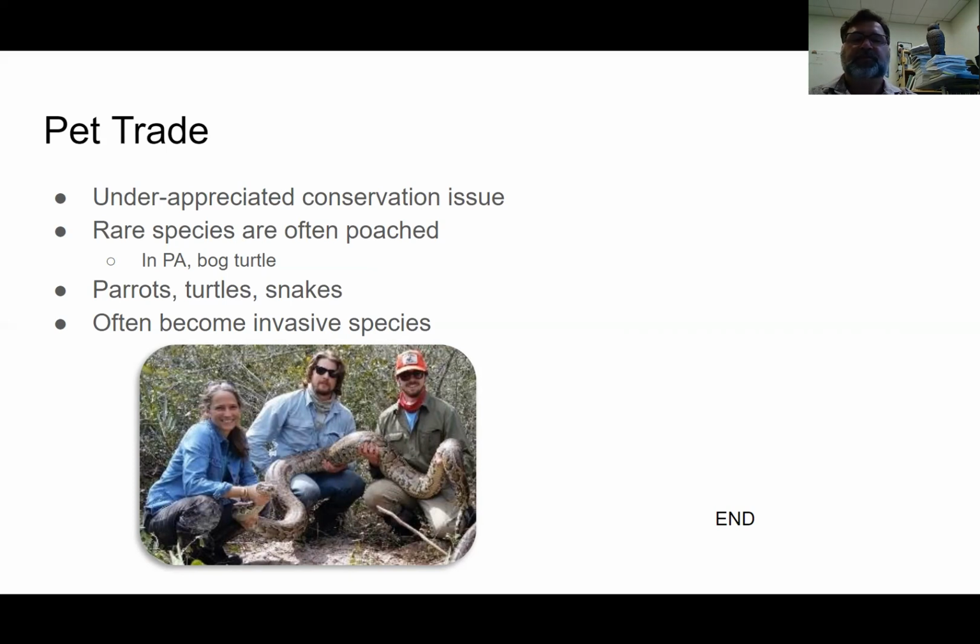And some of these species are collected as pets and then become invasive species in other places. Pictured here is my friend Christina, and she is studying pythons and helping to remove pythons in the Everglades. That is not a species that is native to North America, but right now they are thriving in the Everglades and are eating and a threat to many native species.